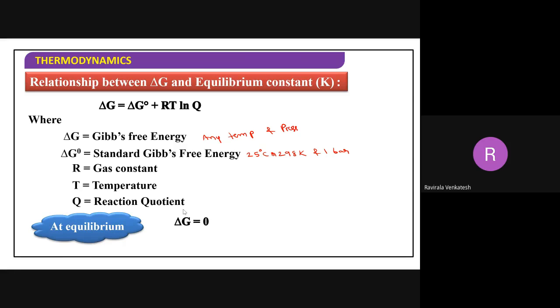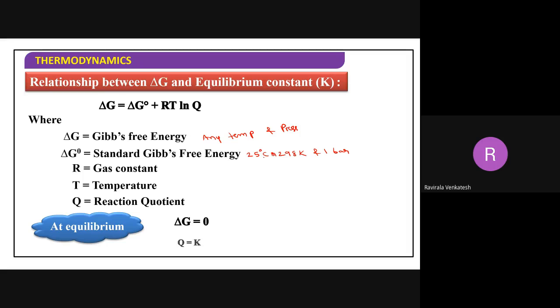Now at equilibrium, I told you delta G is equal to 0. Correct or not? At equilibrium, delta G equal to 0 or not? We discussed this in the last slides. Yes, at equilibrium delta G equals 0. If delta G is greater than 0, delta G is positive, it is a non-spontaneous reaction. If delta G is less than 0, negative, it's a spontaneous process. If delta G equals 0, it is equilibrium.